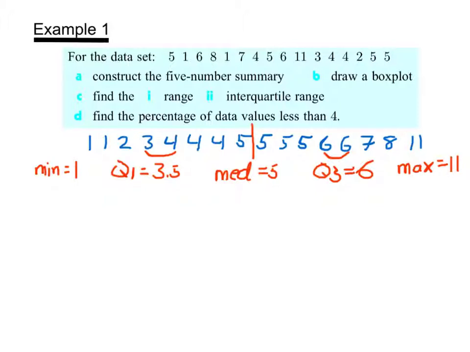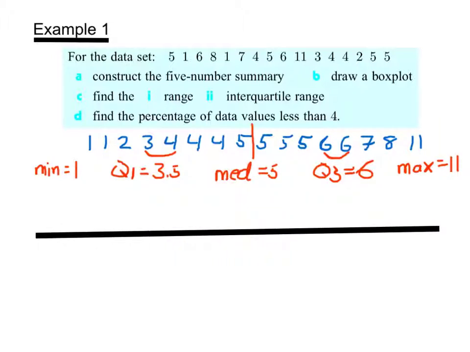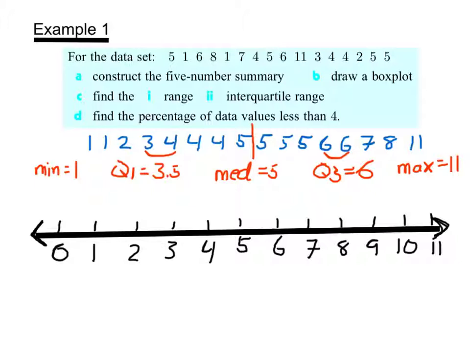So let's draw a box plot. And the first thing I'm going to do is draw a line, a number line, and then I'm going to label it. Now to draw the box plot, I'm first going to put a dot at the minimum, which is 1, and another dot at the maximum.